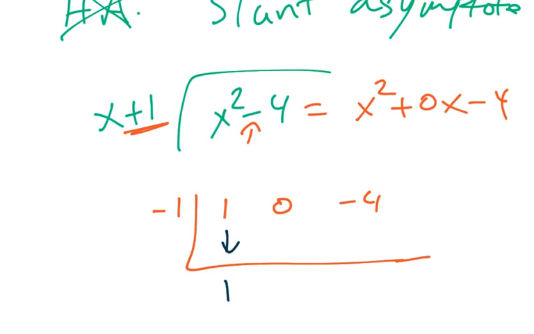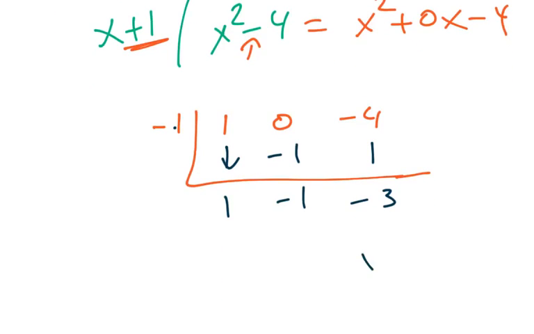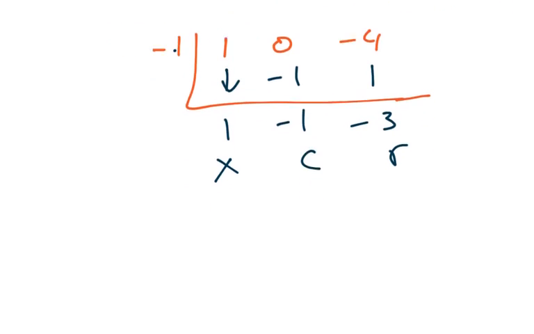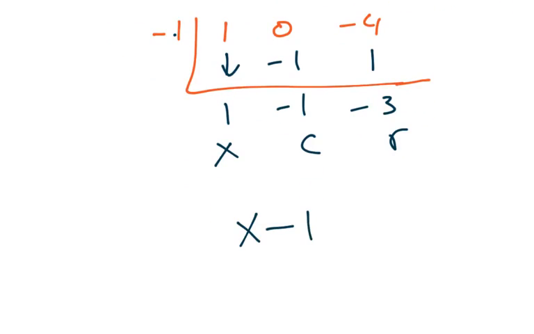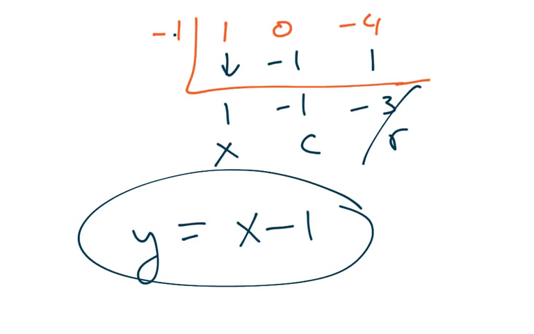So that means we drop the 1, multiply negative 1 by 1, you get negative 1, add it, you get negative 1, multiply negative 1 by negative 1, we get 1, and we get negative 3. This is the remainder, this is the constant, this is the x, so this becomes x minus 1. Note, when we're looking for the slant, we do not care about the remainder. So it's just y equals x minus 1, and that's my slant. So, there you go.